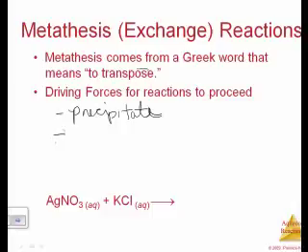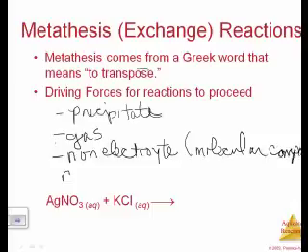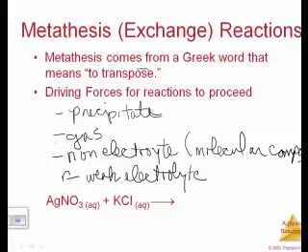The other thing that we look for these things to make is a gas. Another thing, oh wait, sorry. If I combine them and they make a non-electrolyte, or read that as a molecular compound, then there will be a driving force for the reaction. The reaction will happen. The other thing is if I make a weak electrolyte. What we're looking for is that the products are somewhat different than the reactants.